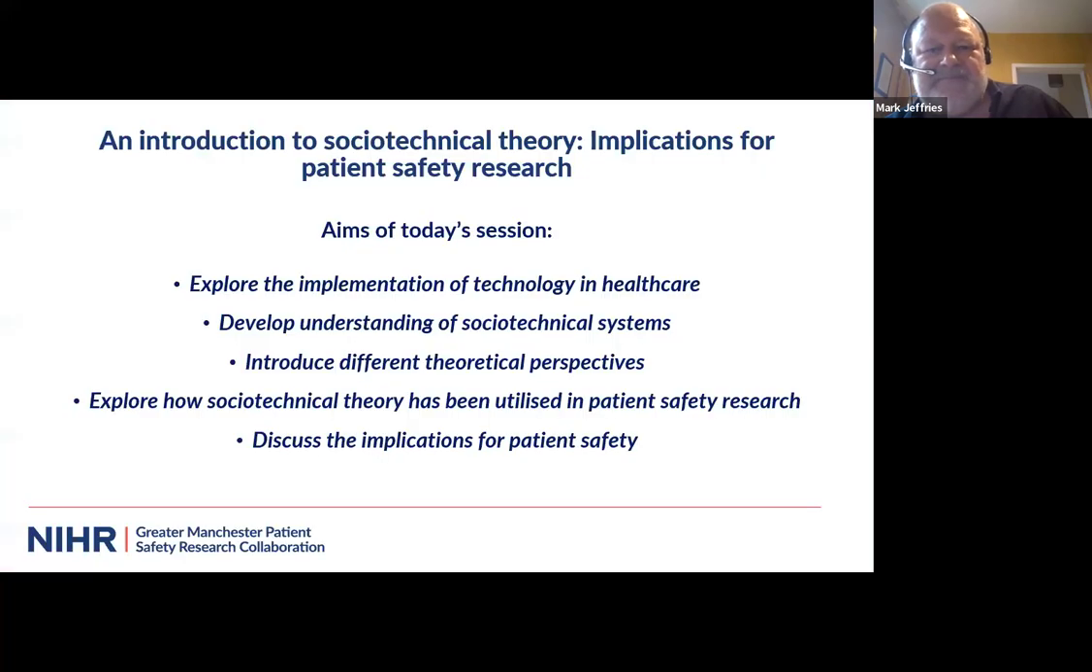And the next slide. So, what we're going to be talking about through today's session is we're going to explore the implementation of technology in healthcare, develop some understanding of what socio-technical systems are, introduce some theoretical perspectives, and look at how socio-technical theory has been utilized in patient safety research, and look at the implications for patient safety within all of that. Next slide, please.